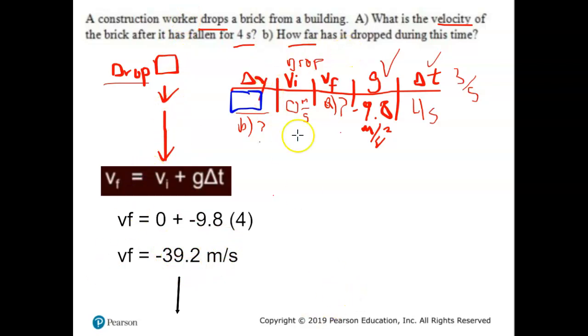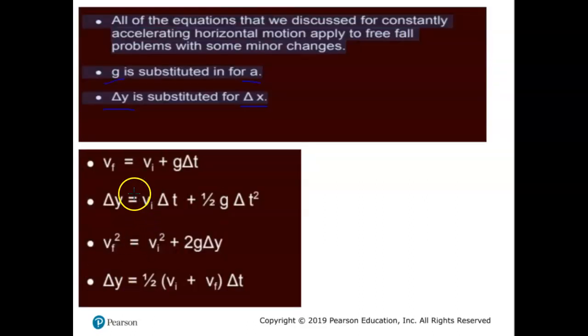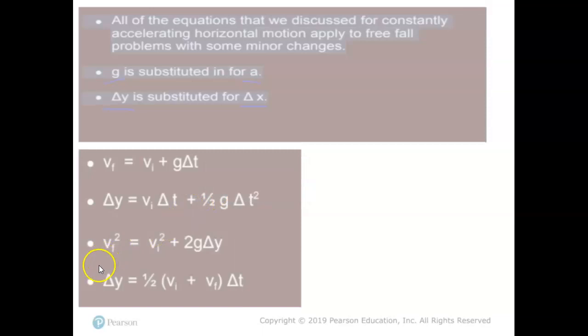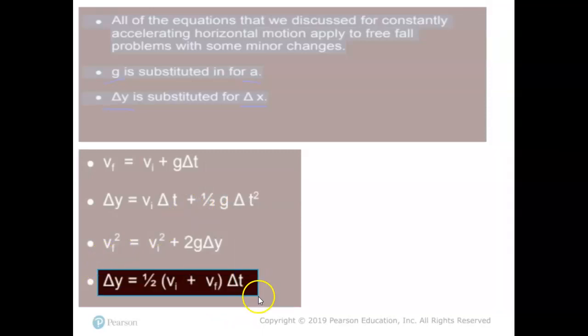Part B wants to know how far it's dropped, so we can put in negative 39.2 here and then use whatever equation we want to solve for delta y. So again, for part B, I suggest you pick one that's already set up to solve for delta y, so either the second equation or the fourth equation. The fourth one, again, always looks easier to me, so I'm going to plug in there and use it.